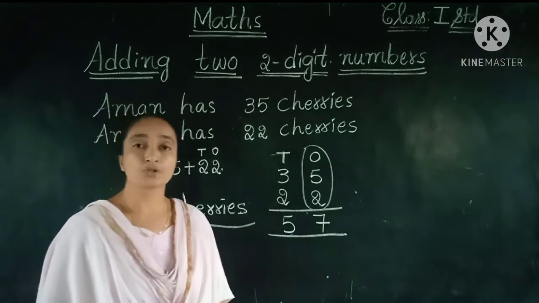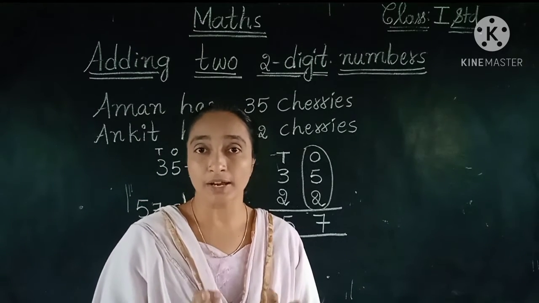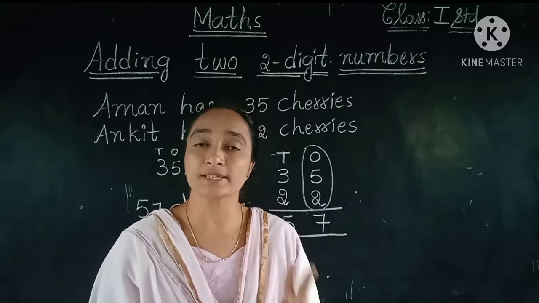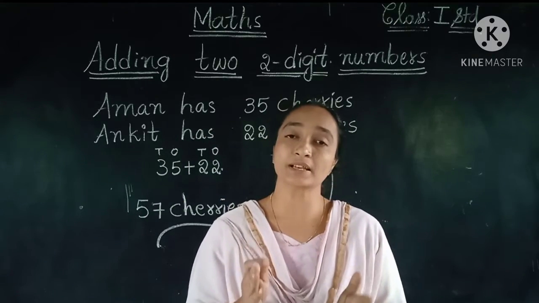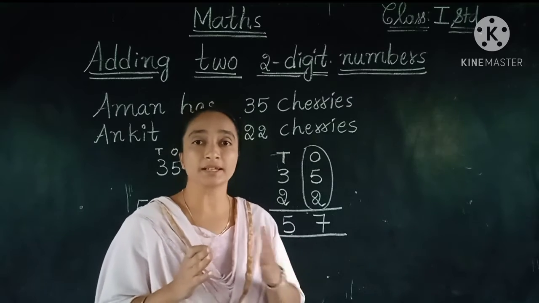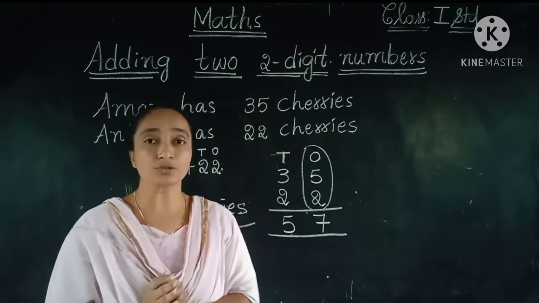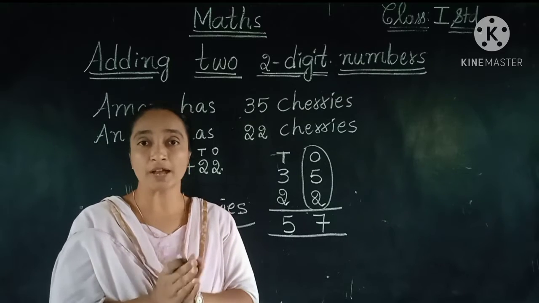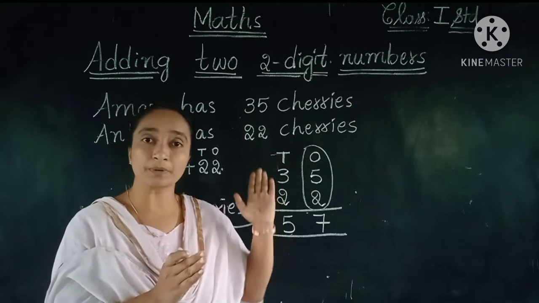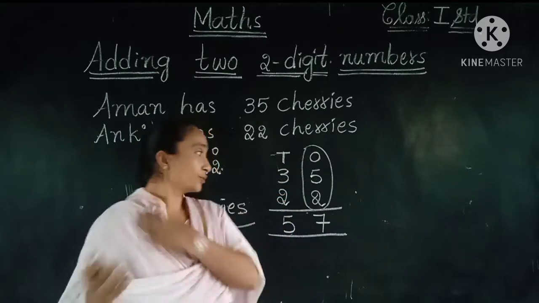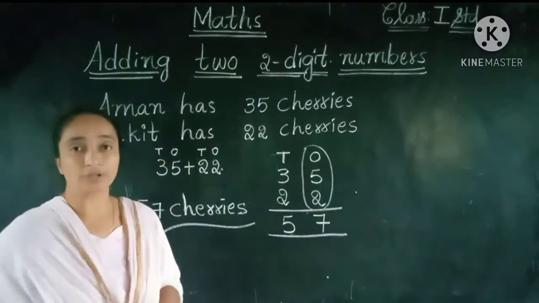57 cherries. So in this way we have to do the addition of 2-digit numbers. Okay children? So first of all we have to keep it in separate forms, that is the tens place and the ones place we have to make separate. In step 1, first we have to calculate from the ones place, and then the second step goes to the tens place. So here the ones place we can do the calculation. After that we have to do the calculation in the second place.